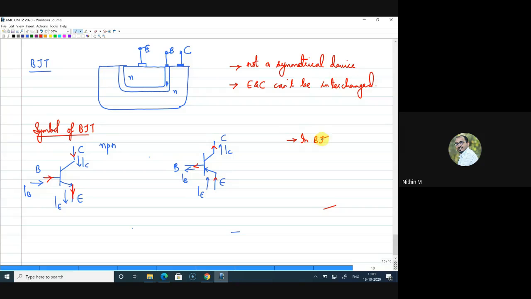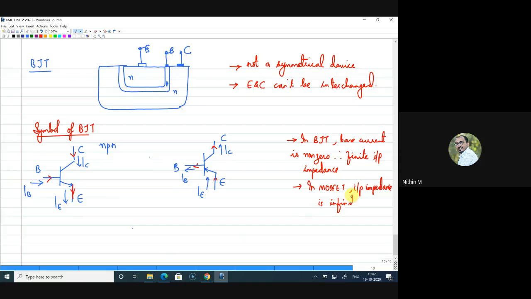In BJT, base current is non-zero. Therefore, finite input impedance, and in MOSFET, input impedance is infinity because we have gate current equal to 0, right? So in every place we'll make these kinds of differences with respect to MOSFET.